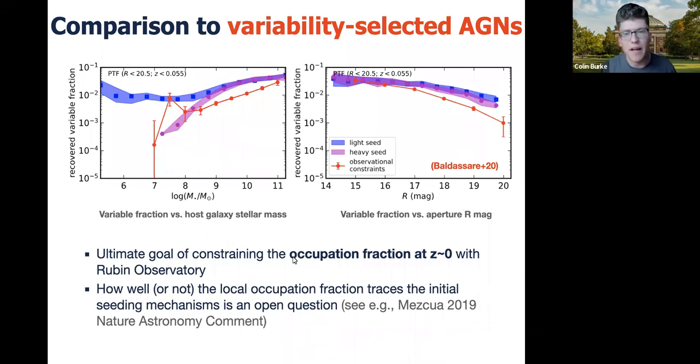But again, the caveat here is that how well or not the local occupation fraction actually traces these seeding mechanisms is certainly an open question for theorists. And so hopefully eventually we'll have nice constraints on the black hole mass function at lower masses for theorists to use for their seeding models of black hole growth.